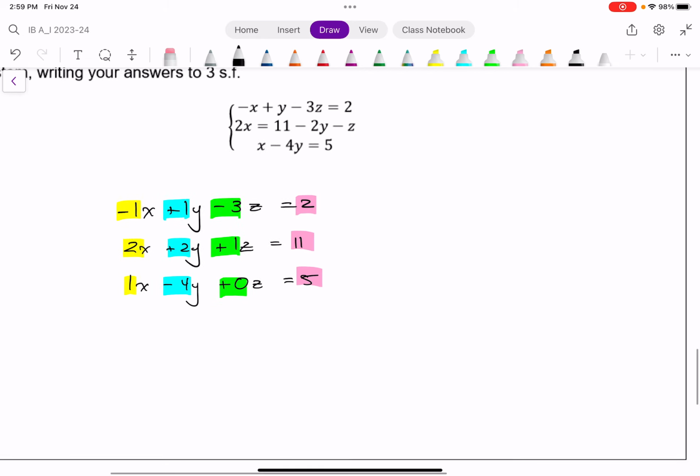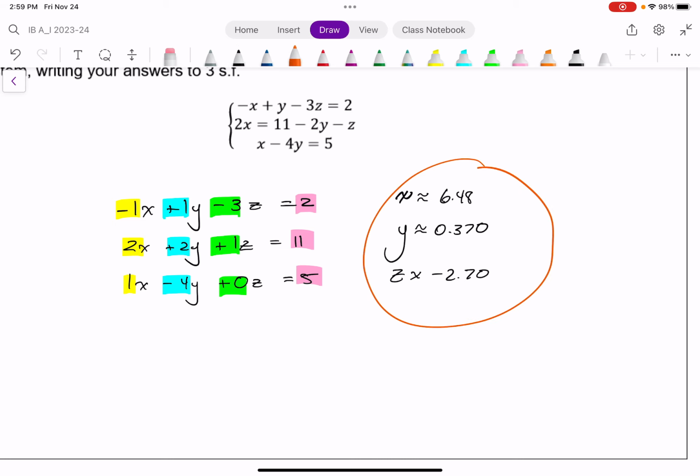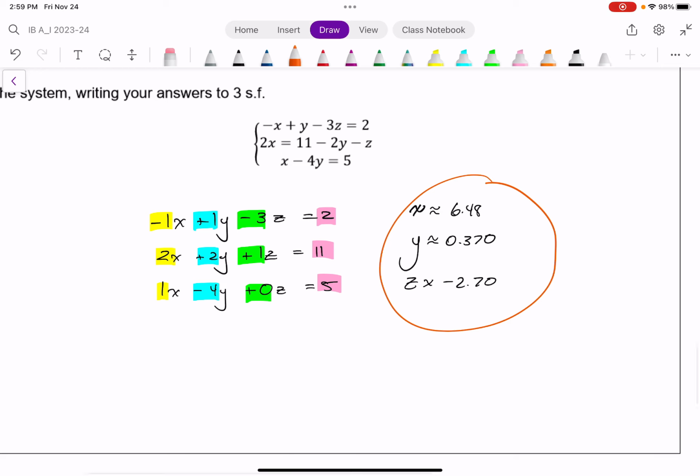In this case, I want 3 sig figs, so the x comes to approximately 6.48, the y comes to approximately 0.370, and the z comes to approximately negative 2.70. Just writing it to each of these to 3 significant figures. And again, finding this algebraically would be, especially because these values, these decimals, were not nice, clean, whole numbers, exceedingly tedious to do. And really the graphing calculator makes short work of it.